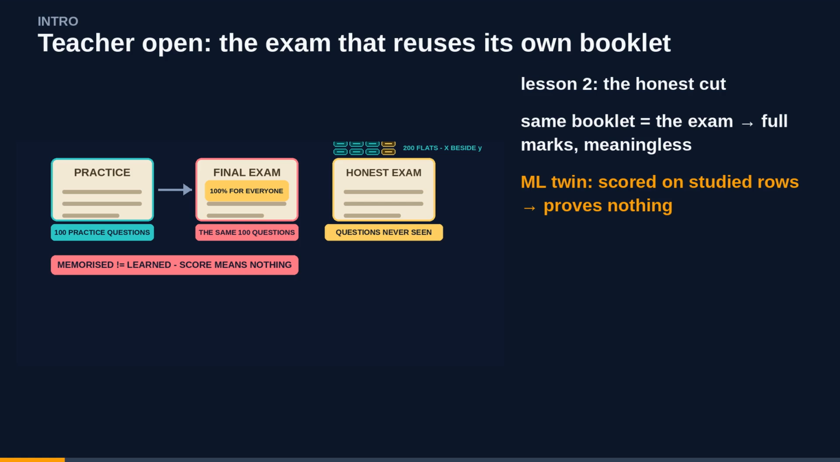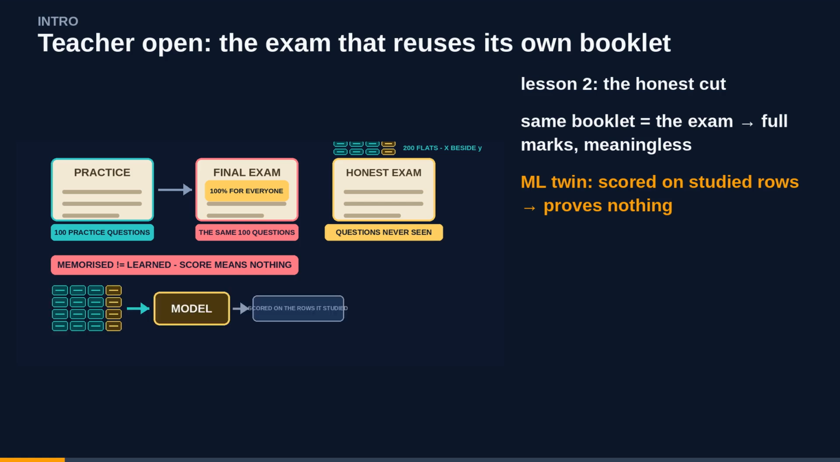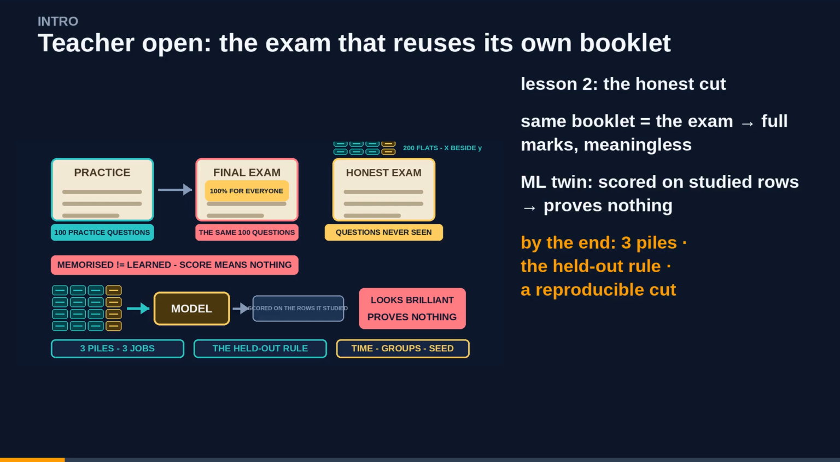Machine learning has exactly the same problem. Score a model on the rows it studied, and it looks brilliant while proving nothing. The fix is one cut. By the end, you will cut any dataset into 3 piles with 3 different jobs, know the one rule that keeps a score honest, and pin the cut so it reproduces run after run.